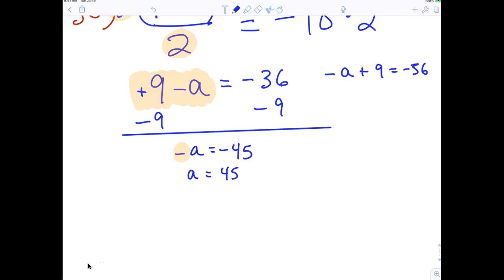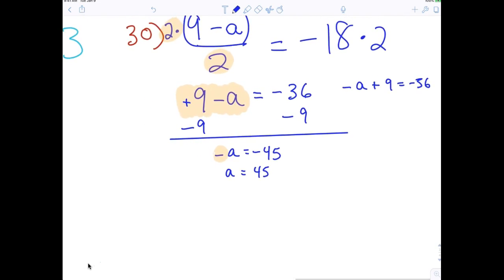So where are we at? I just don't understand why you. Oh, because it's a negative. That's exactly correct. Okay, I get it now.